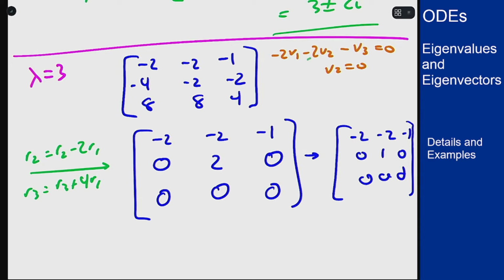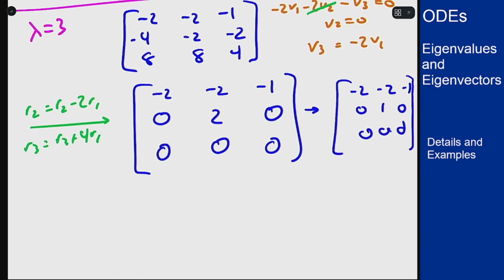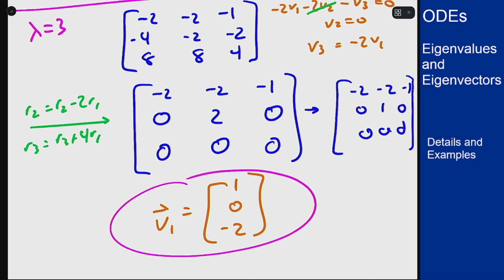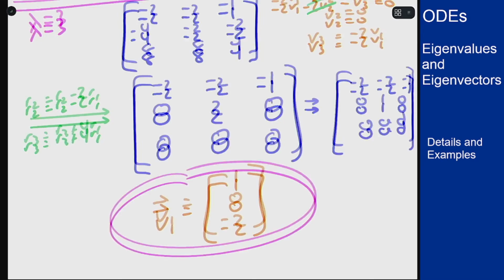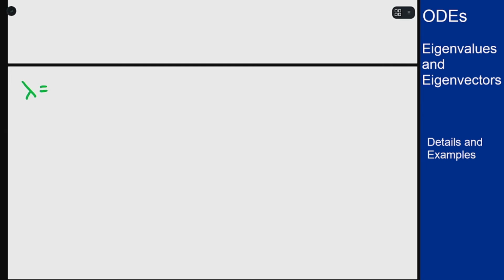So v2 is 0, this term is gone. I'm left then with v3 equals minus 2 v1. In this case, I will pick v1 to be 1, then v3 is minus 2, with v2 being 0, which gives me an eigenvector here of 1, 0, minus 2. And then next we can look at the complex eigenvalue, which will take the plus version here, 3 plus 2i.